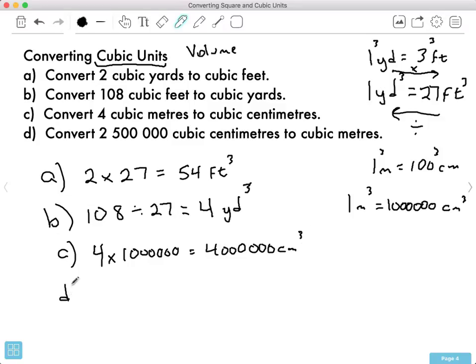Going the other way, if I want to convert 2,500,000 cubic centimeters to cubic meters, I start with 2,500,000. If I'm going from cubic centimeters to cubic meters, from the smaller unit to the bigger unit, I want to divide. So I'm going to divide by my conversion factor of 1,000,000. And I end up with 2.5. So 2,500,000 cubic centimeters is 2.5 cubic meters.